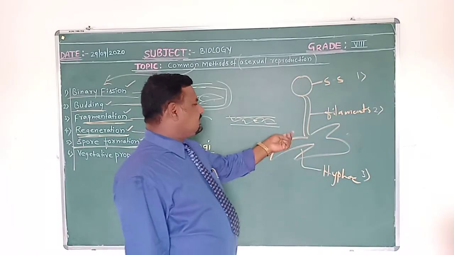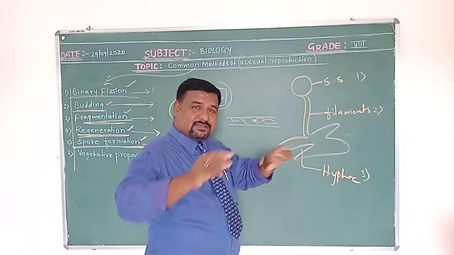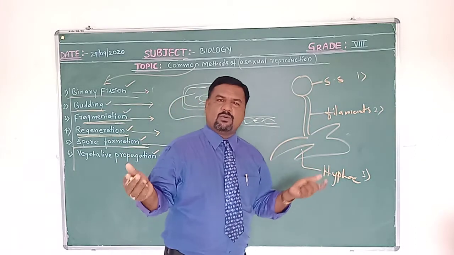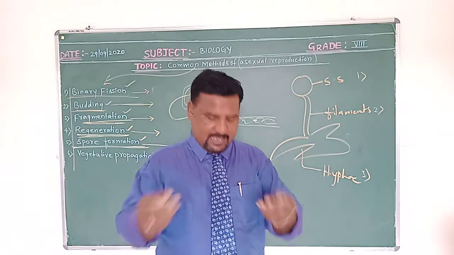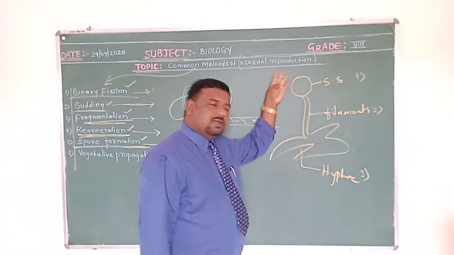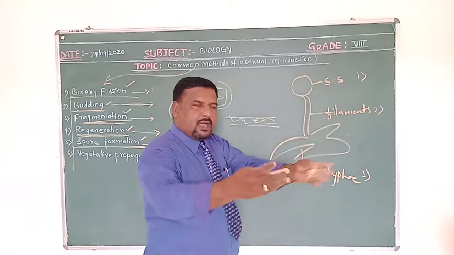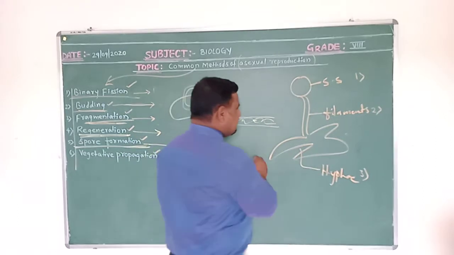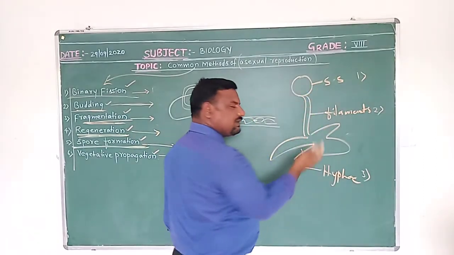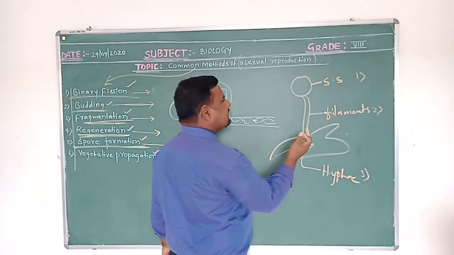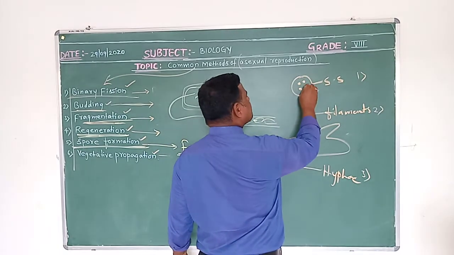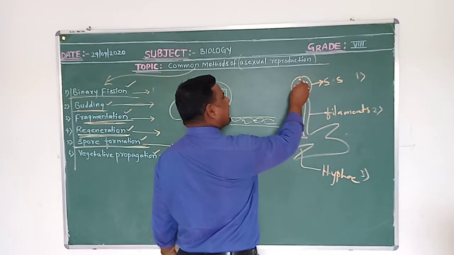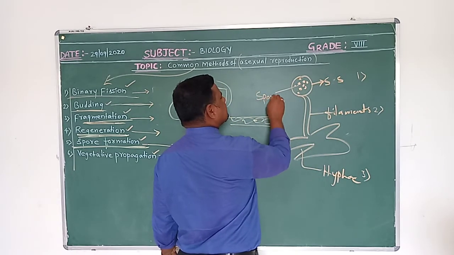Suppose this is a fungus. The fungus has a favorable condition. What is a favorable condition? When plenty of water, food, oxygen, and everything required by these organisms is available. During favorable conditions, this fungus produces spores. Where are the spores produced? Spores are produced in a spore sac. These are spores.